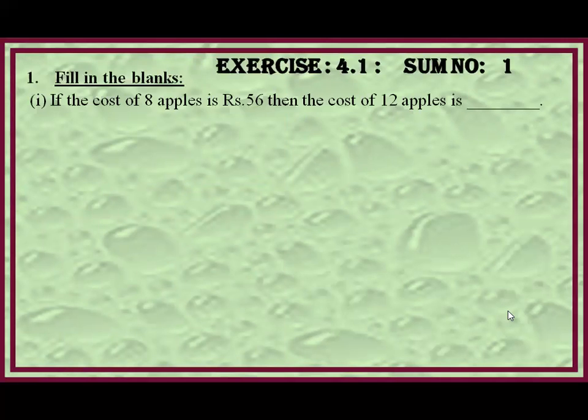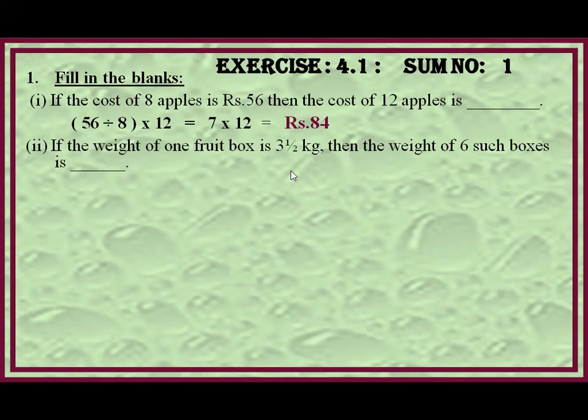Let's move into exercise 4.1. If the cost of 8 apples is 56, the cost of 12 apples is. When you divide 56 by 8, you will get the cost of 1 apple. Multiply that by 12, you get the cost of 12 apples. So 56 divided by 8 into 12. 7 into 12 is 84 rupees. If the weight of a fruit box is 3.5 kg, then the weight of 6 such boxes. Just multiply both. You get the answer as 21 kg.